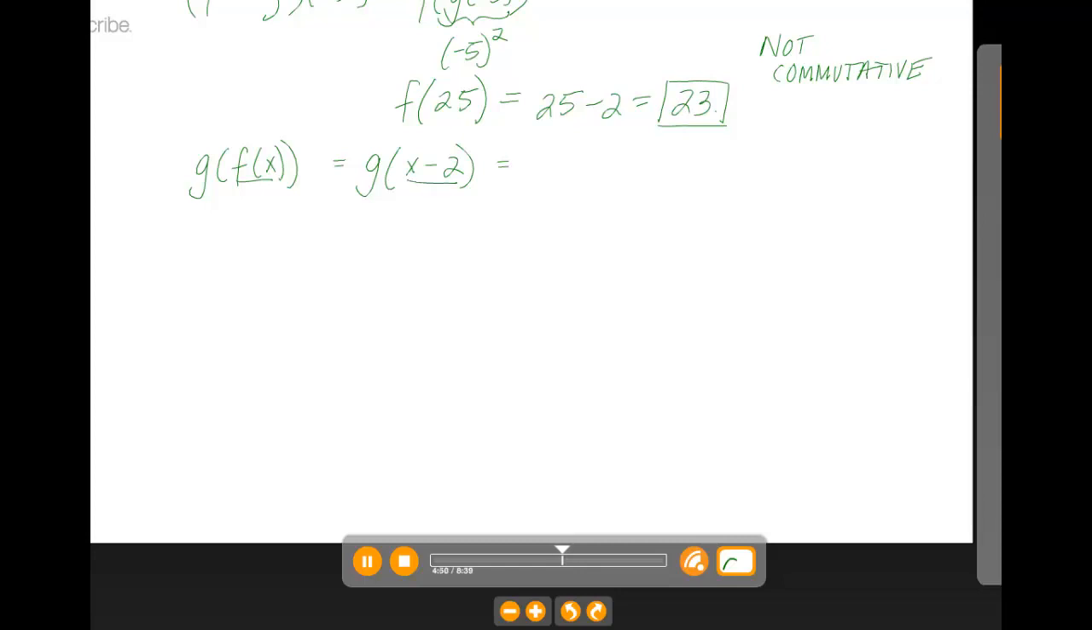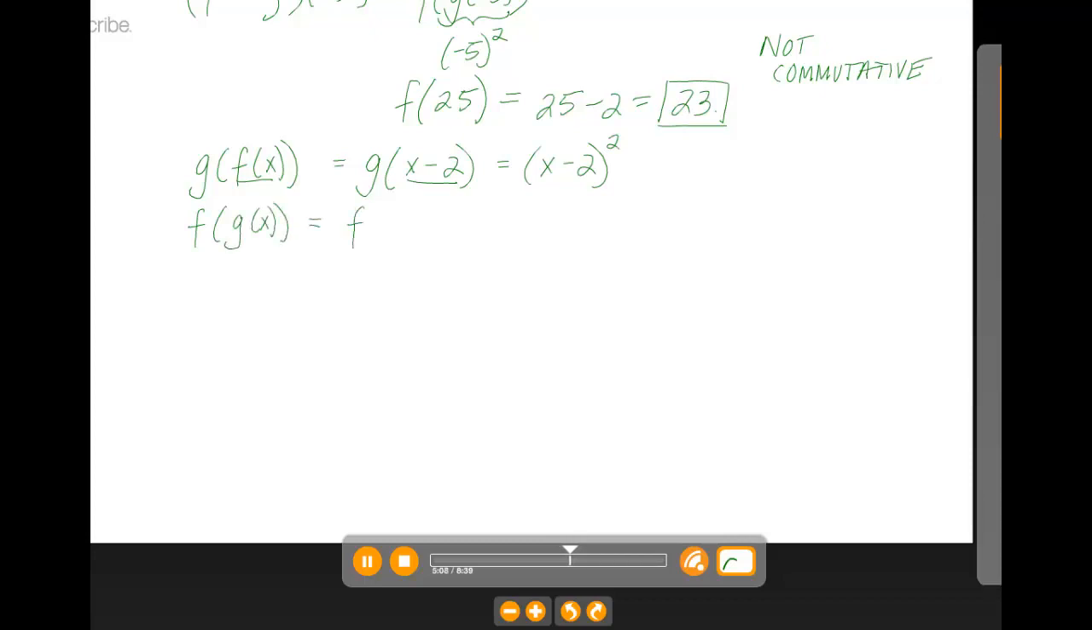They are equivalent. Our rule for g says take your input and square it. So now we have x minus 2, that quantity, squared. That's g of f of x. We just found it in general terms. Let's try f of g of x.